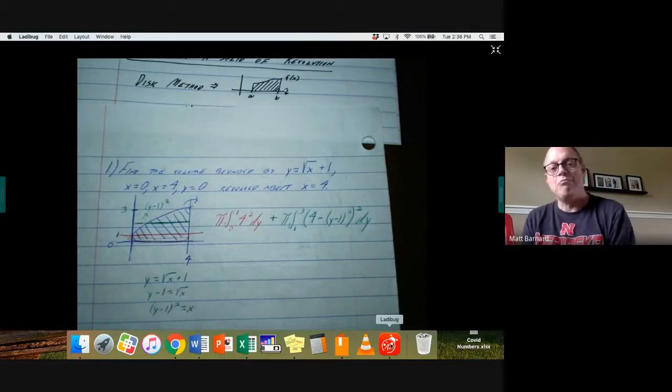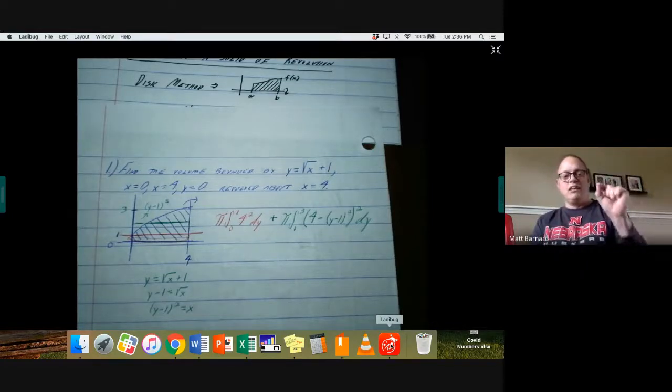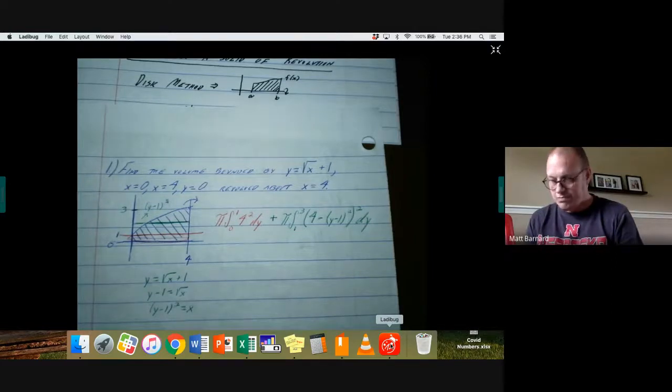A little bit more complex. Again, this is the disk method. That's important because the region is fully touching the axis of revolution. Vertical axis needs to be with respect to y.